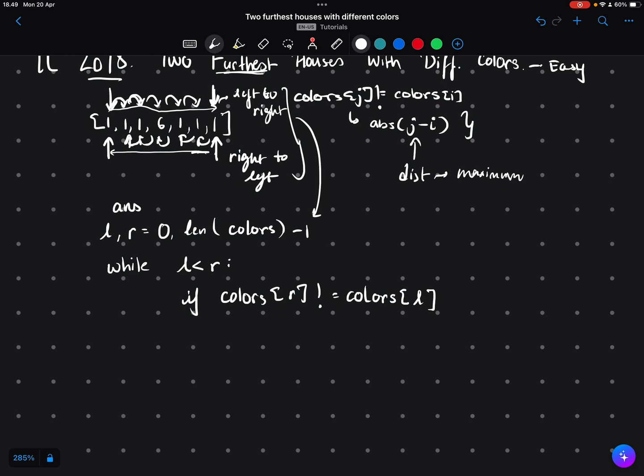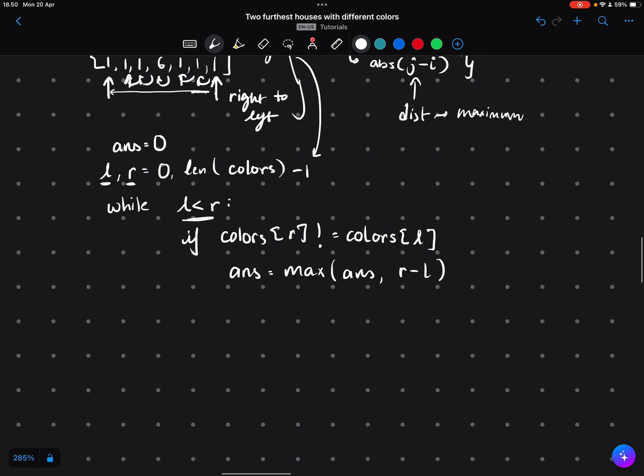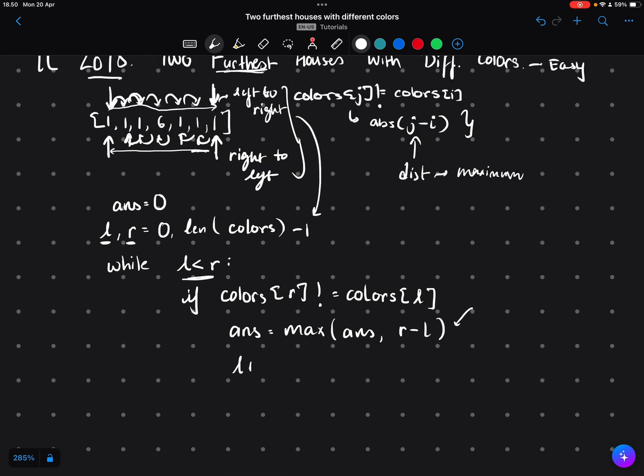We will declare a local variable answer equal to 0. We will simply do answer equals max of answer at that point and R minus L. You don't even have to do ABS because R will always be greater than L. That's how the code is literally written. So R will always be greater than L, and answer is just max. We've stored that, right? And like I said, we'll move our left always. Left plus equals 1. If they are not equal, no worries, we'll still move our left plus equals 1.